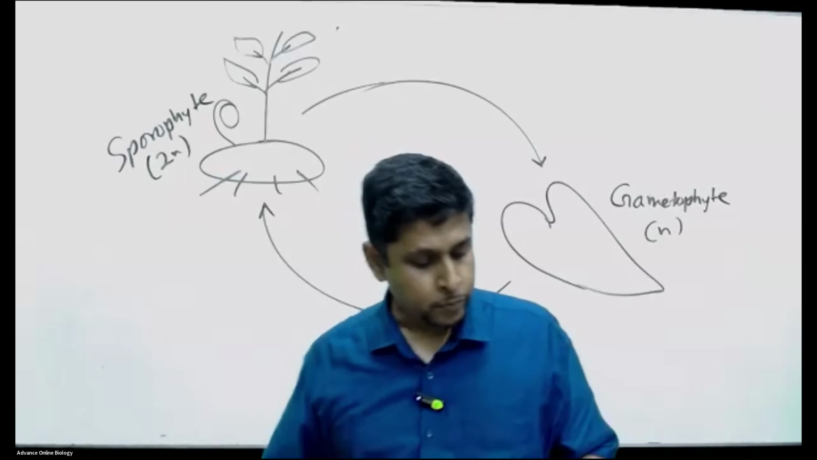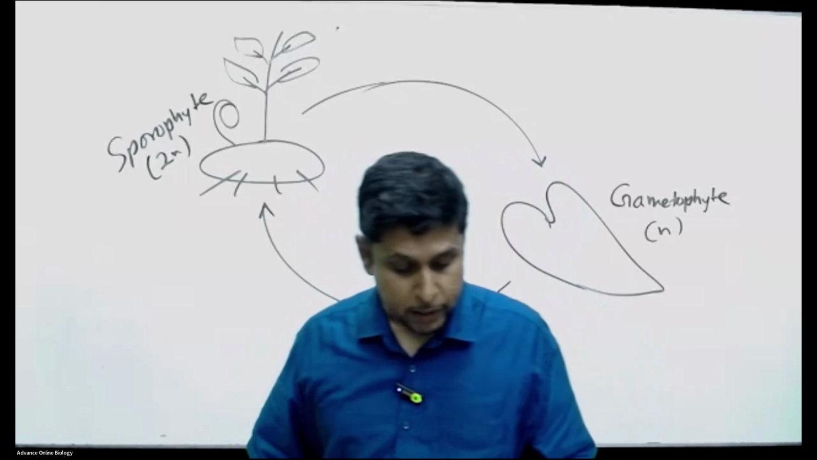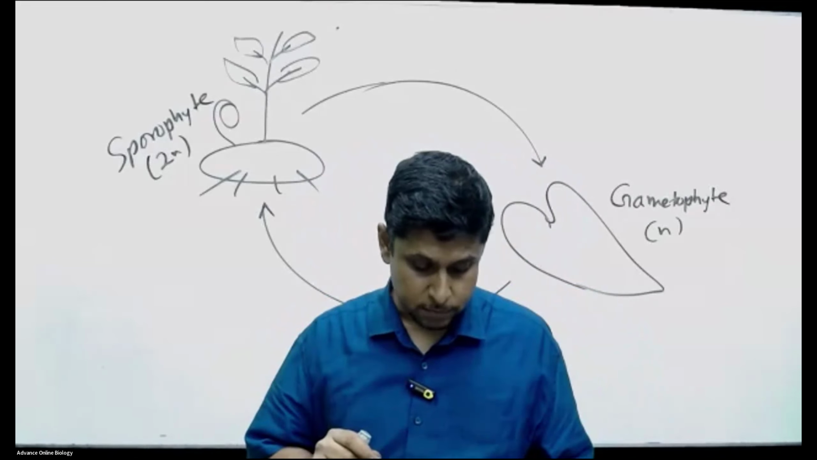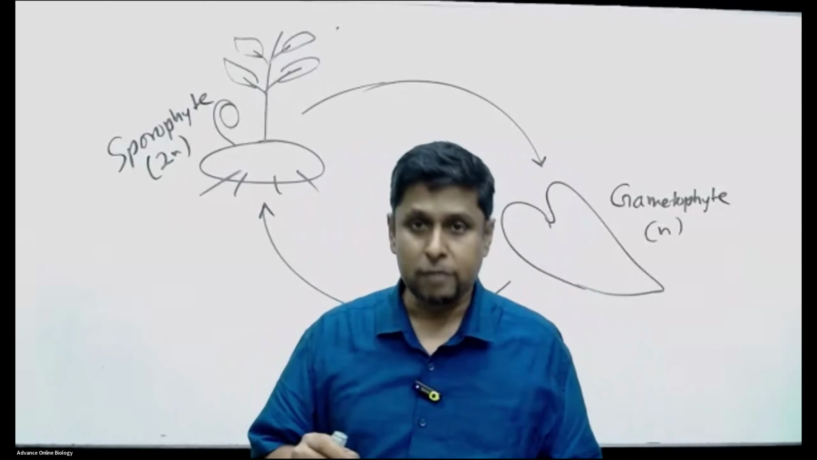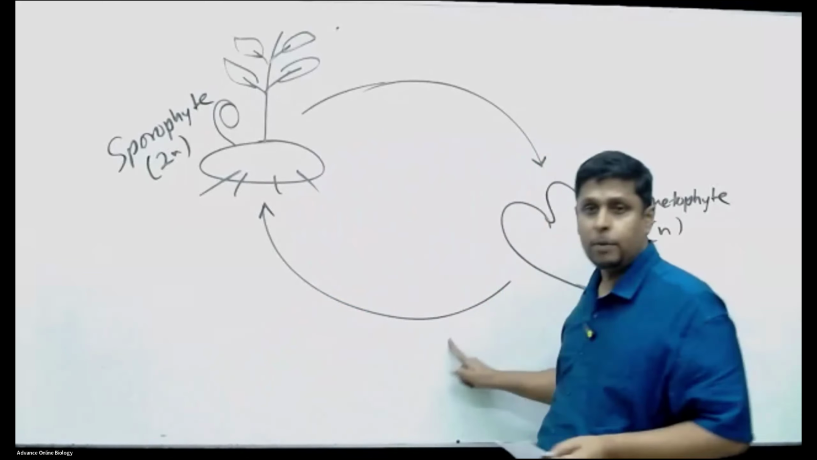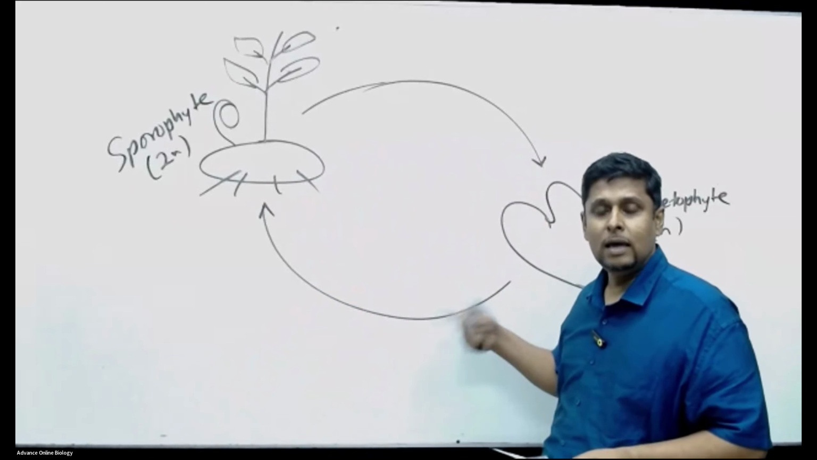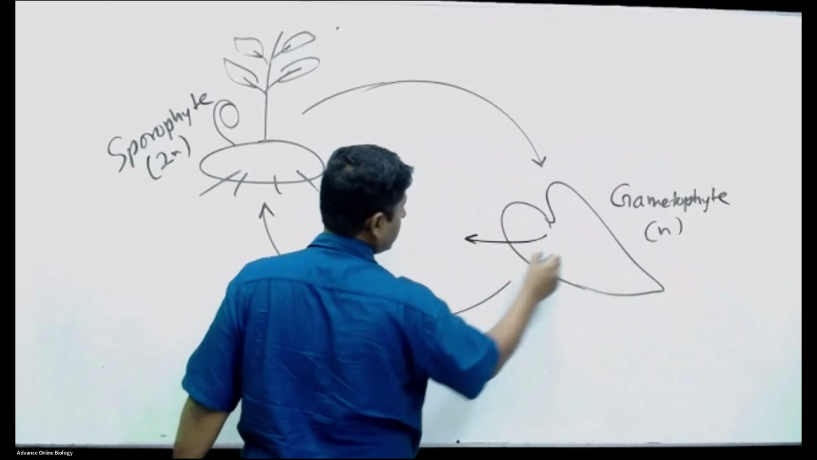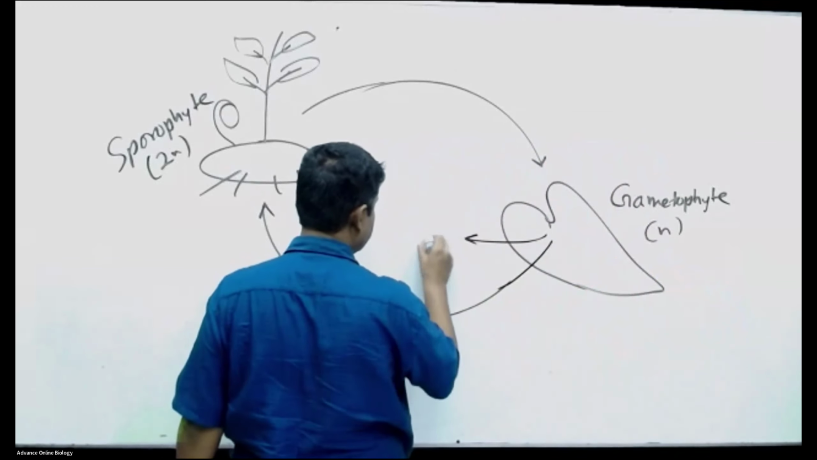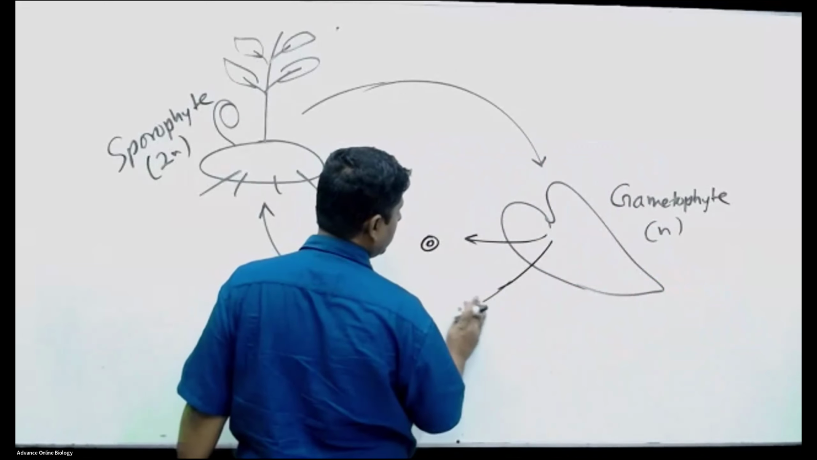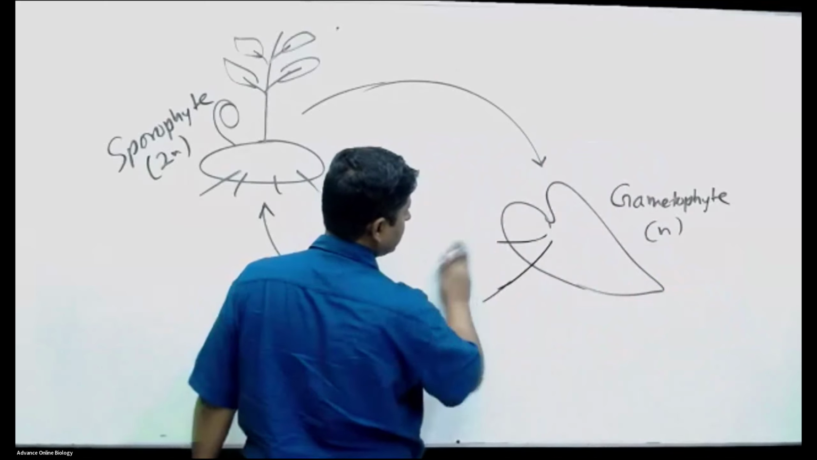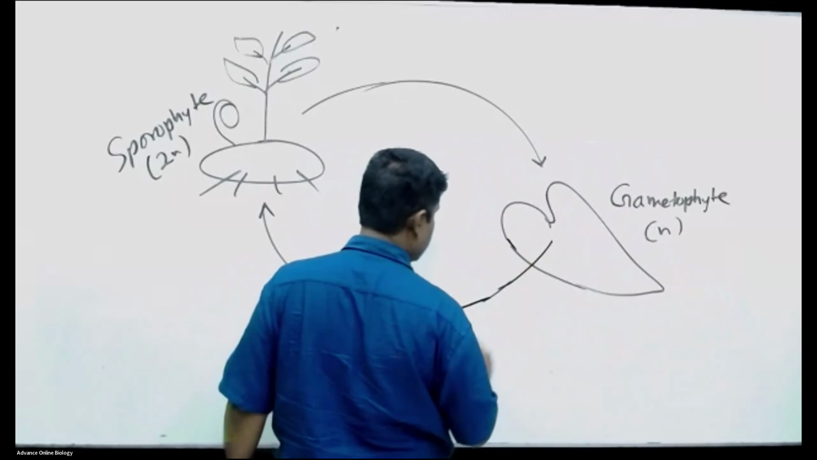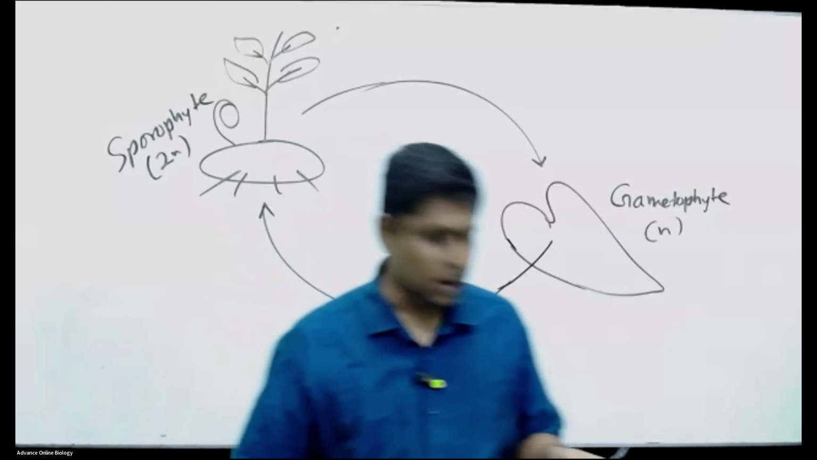All right. Next one: gametophytes produce gametes by meiosis. Now we know gametophyte is haploid. This haploid one can't produce gametes by meiosis. So they produce them by mitosis. Gametes are formed by mitosis. So we'll take it as mitosis. No need to mark that.